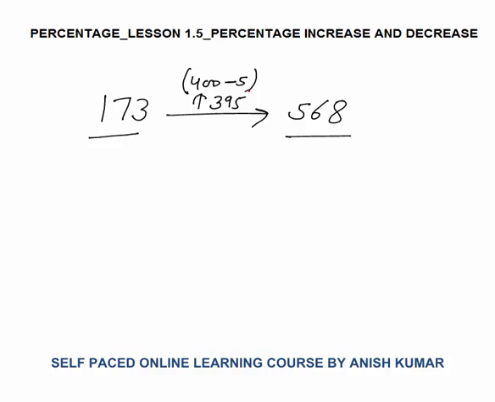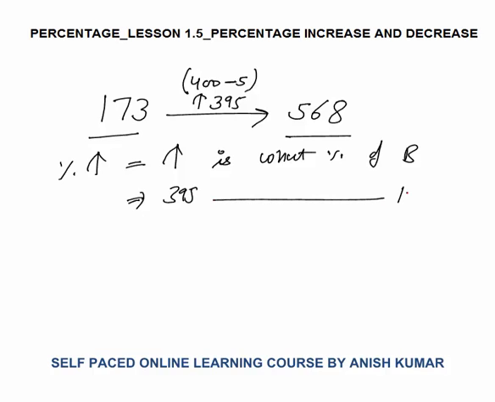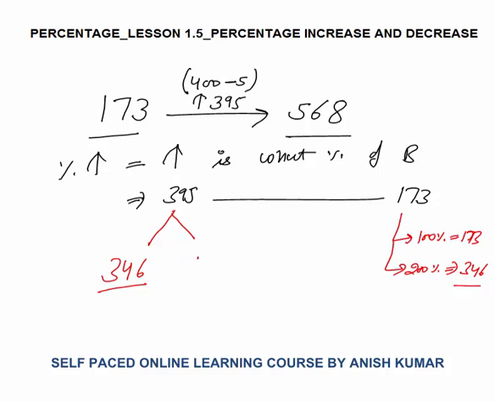Now we know that percentage increase is simply the increase is what percentage of base. So we need to find 395 is what percentage of 173. Again we will use 100%, 10% and 1%. Now 100% of 173 would be 173, and double of that, 200%, would be 173 into 2. 170 into 2 is 340, and 3 into 2 is 6. So 346, and this is more than 346. So I will break this part as 346 plus 49 will make 395.